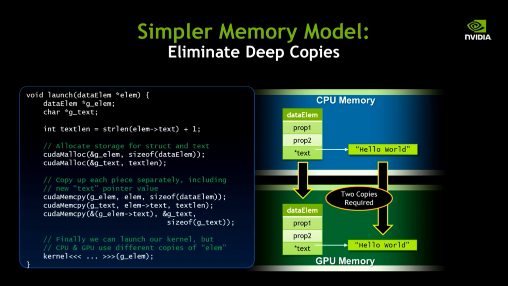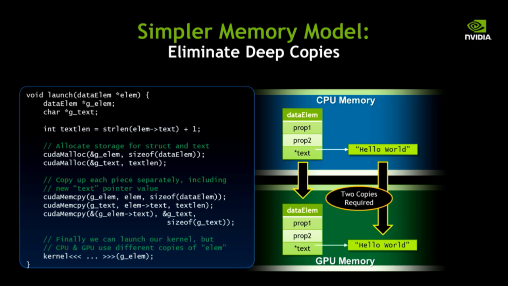In this example here, you can see we have 2 CUDA malloc calls to allocate the struct and the string on the GPU. But then to copy it, it takes not 1, but not 2, but 3 copies. The first one to copy the structure, the second one to copy the string, and the third one to copy the address of the string into the pointer in the structure, so that it's no longer pointing back to the host. And only then can we launch the kernel, which uses the struct on the GPU.